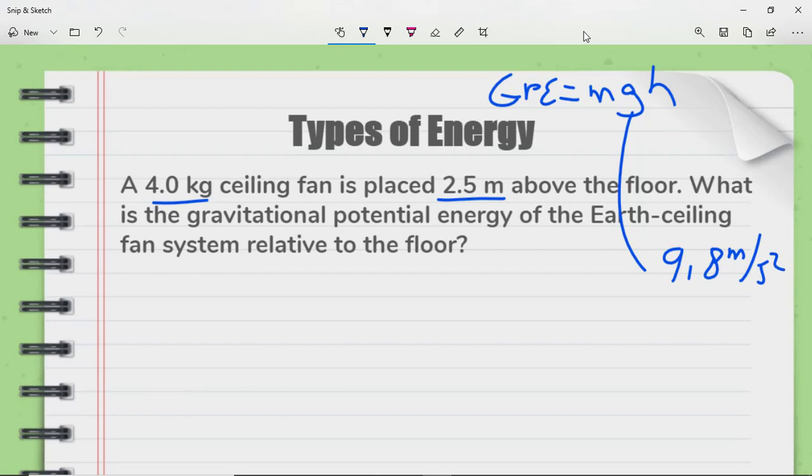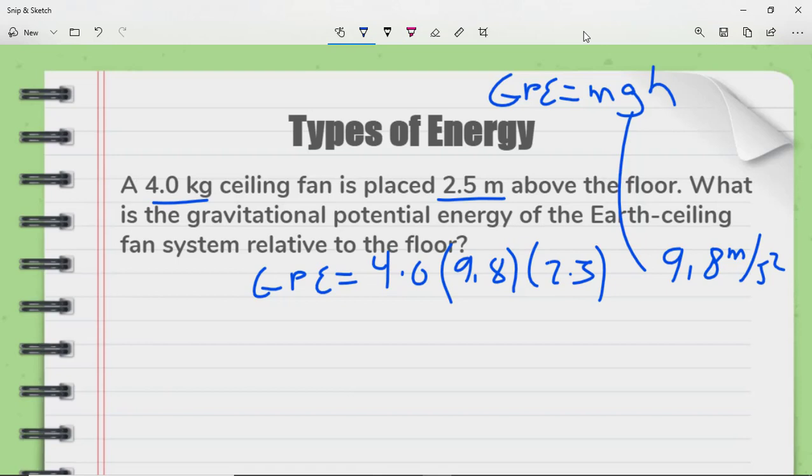We just plug in. So GPE is equal to 4 multiplied by the acceleration due to gravity, multiplied by the height. And then we can plug this into our calculator and get gravitational potential energy. And what we get is 98. And again, because we're focusing on energy, the unit for this is going to be joules. Okay? So again, just plug your numbers in and solve. Just make sure that you utilize the correct formula when you're calculating these particular problems.